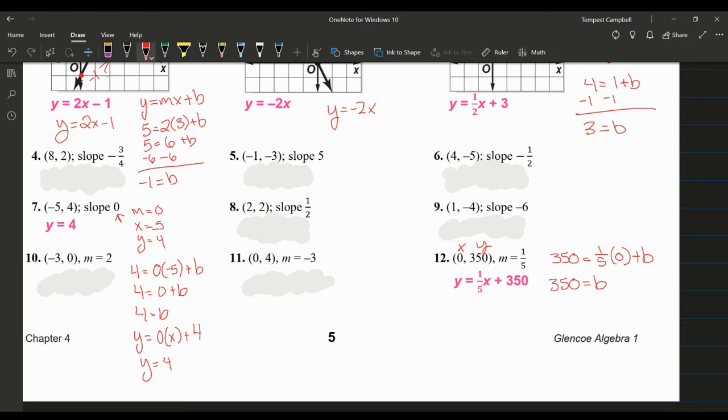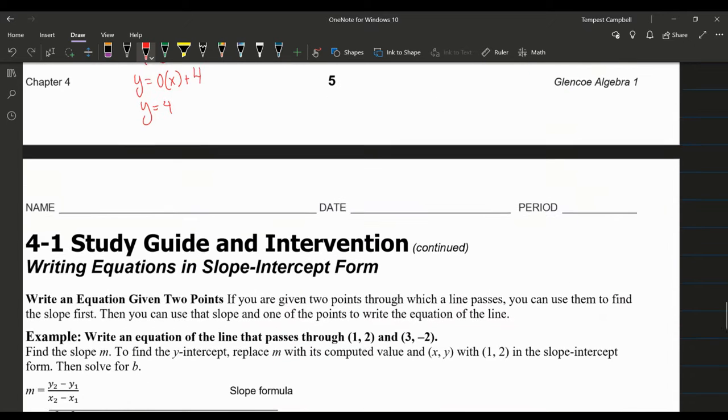So this one's a little bit different, but they kind of get worked out the same. So we have our slope and we have our y-intercept here. So let's move on to the next section.